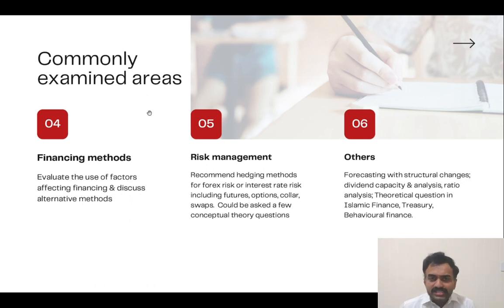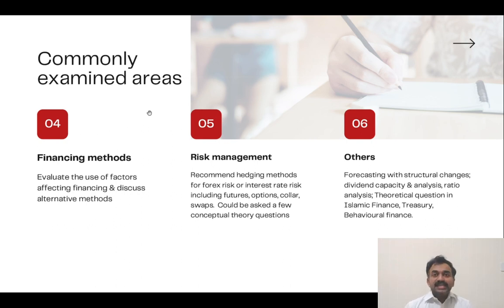Besides these core areas, there will always be bits and pieces of other areas that gets tested, which may include quite a bit of marks allotted for forecasting financial performance, forecasting an SOFP, an income statement. You may sometimes be asked to do a small little dividend capacity calculation or evaluate the dividend policy of the company. Occasionally, you have a traditional ratio analysis question where you have to look at the past financial performance and do some ratios, comment on how well the company is performing.